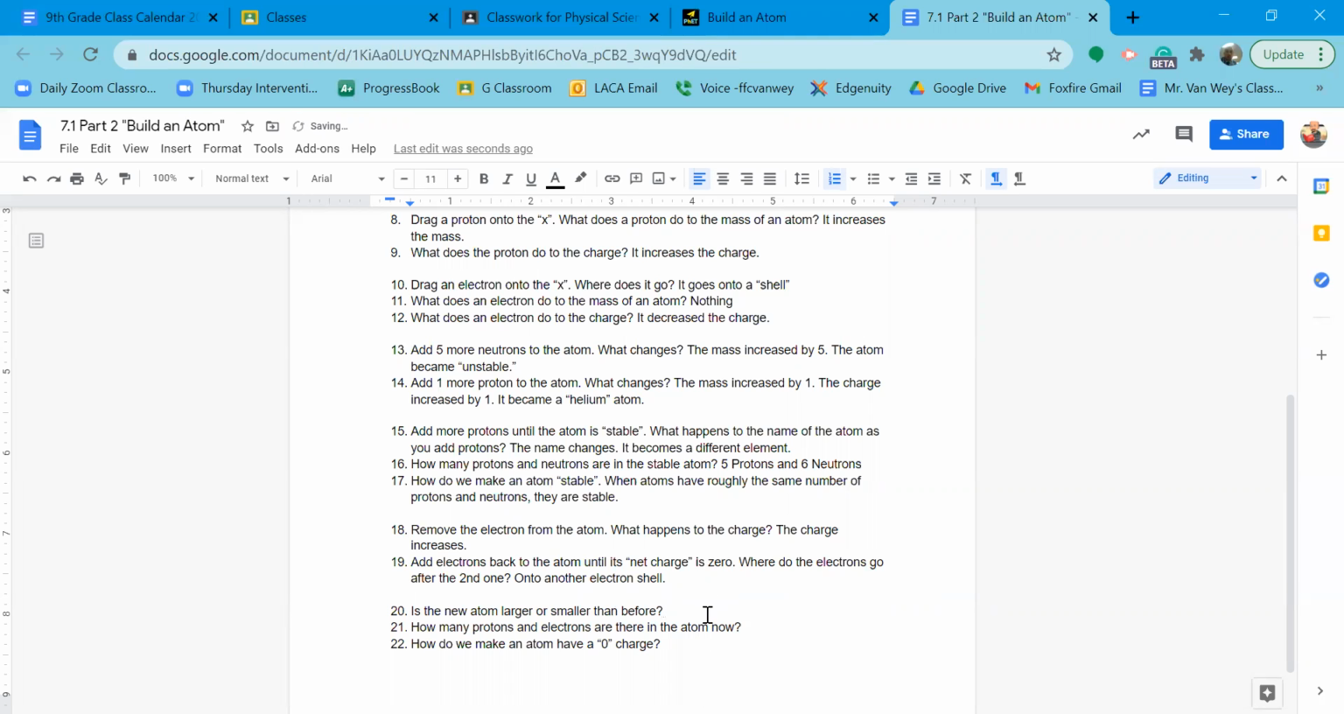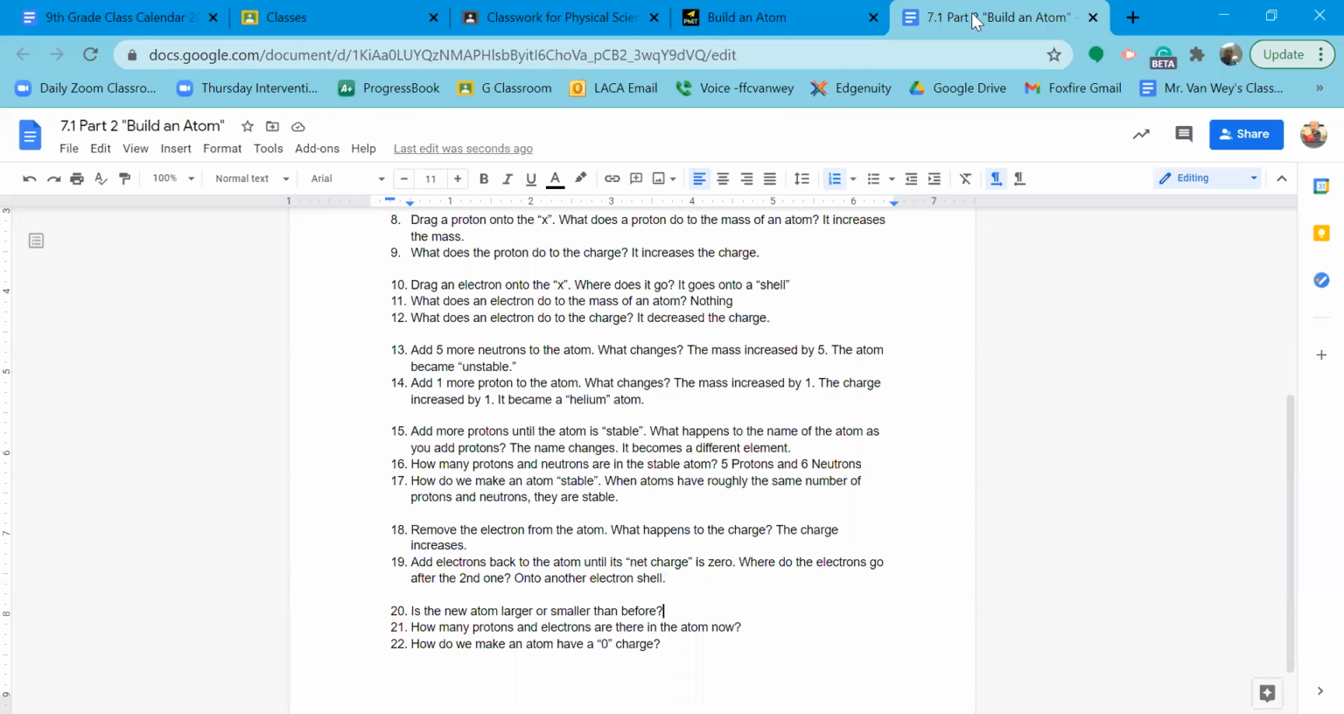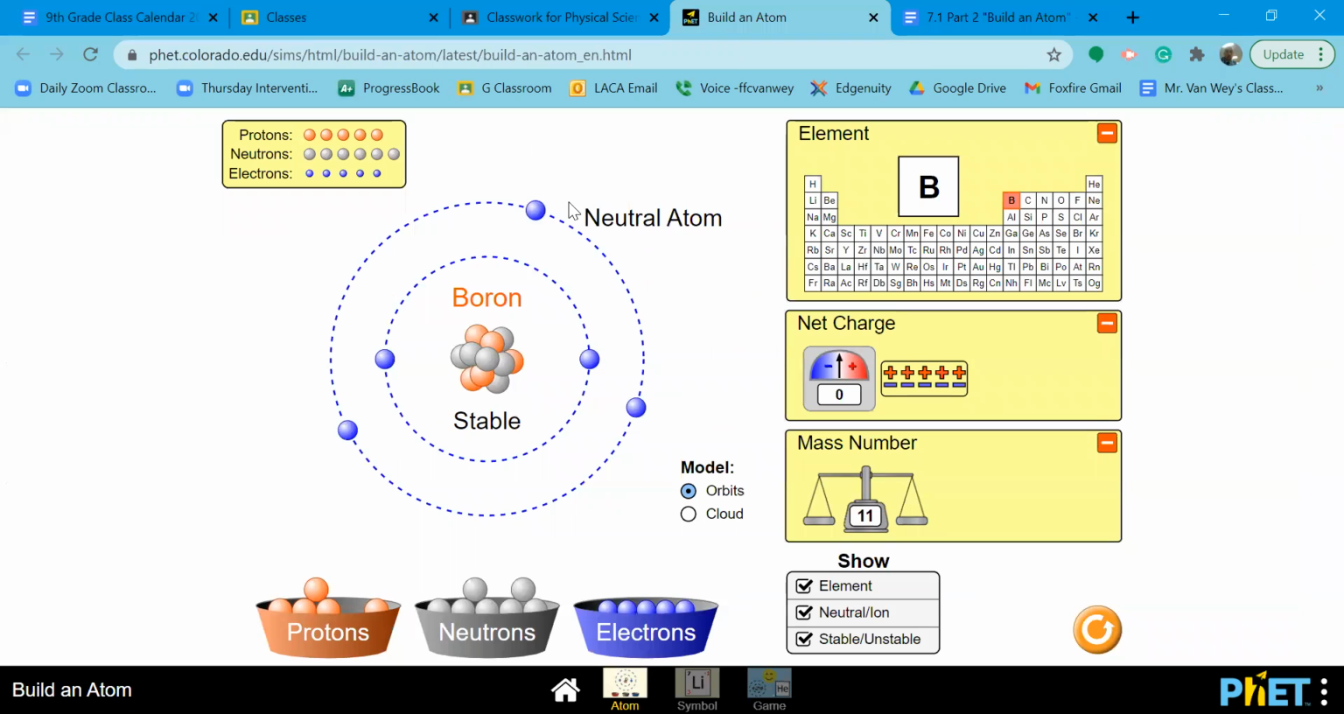The next question is, is the new atom larger or smaller than before? Well, if the electron shells are larger, if it's outside of this one, then it is larger. The new atom is larger. As atoms gain protons, they will attract more electrons, and only so many electrons will fit in each shell, so as it gets more electrons, the atom becomes larger.